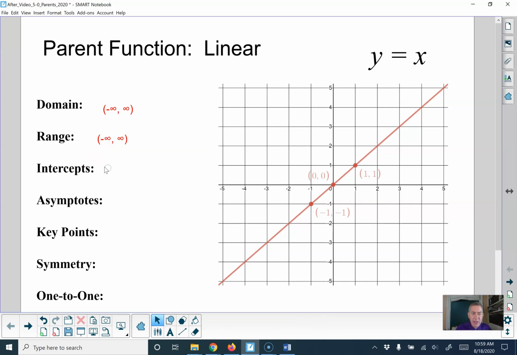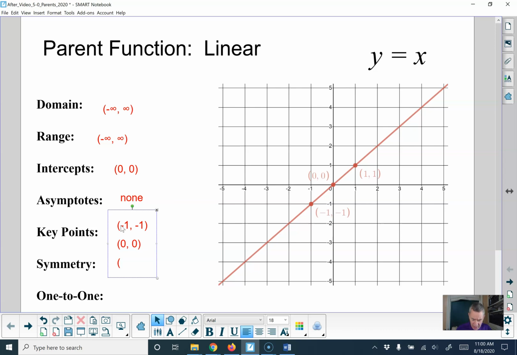Intercepts, as you can see, goes through (0, 0). That is both the x-intercept and the y-intercept. Y equals x does not have any asymptotes. So that's easy. Key points, as you see on the graph, we're looking at (-1, -1), (0, 0), (1, 1), and actually just about anything.